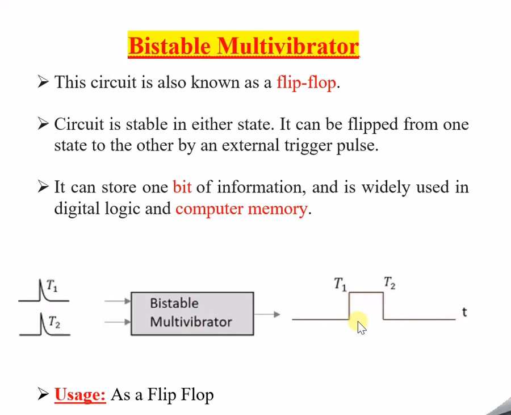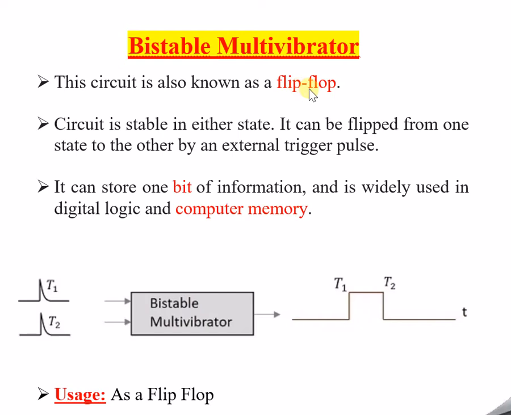It flips from one state to the other only when we apply a trigger pulse. Whatever external trigger pulse we apply, only then will the state be flipped, and it will be stable definitely. Hence I can say that it can be flipped from one state to another by an external trigger pulse. Hence it can act as a flip-flop, because we decide when the state has to be flipped from one state to the next.